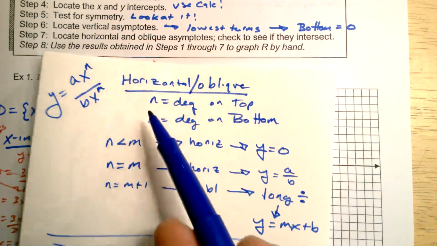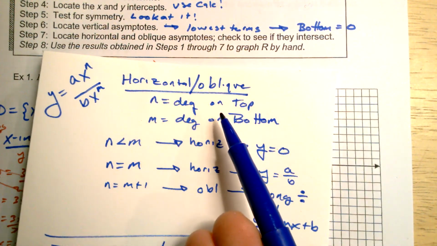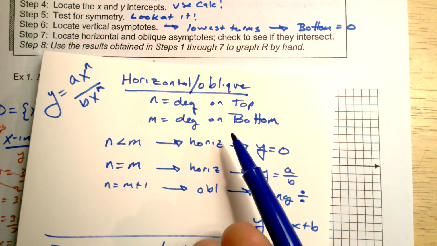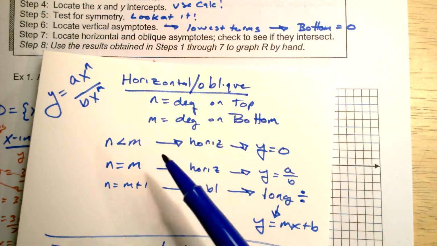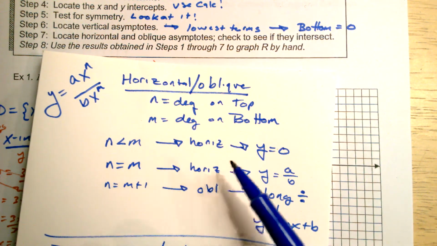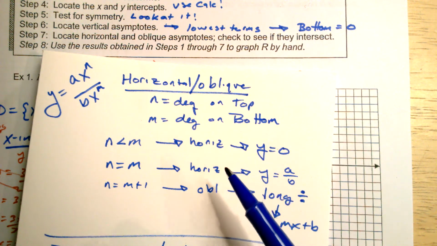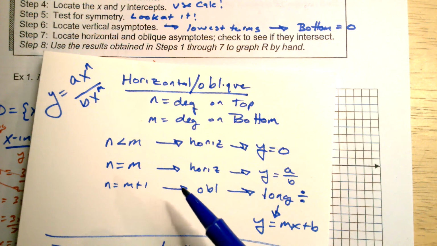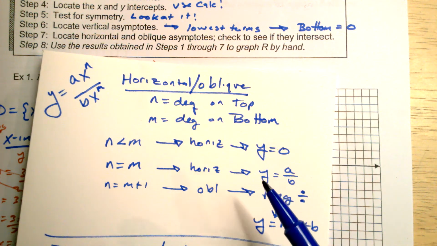Okay, we said n is the degree on top, the largest exponent on top. M is the degree on the bottom, the largest exponent on the bottom, and we compare. If the degree on top is less than the degree on the bottom, then it's horizontal at y equals 0. If n is equal to m, the degree on top is equal to the one on the bottom, then it's horizontal at y equals a over b.